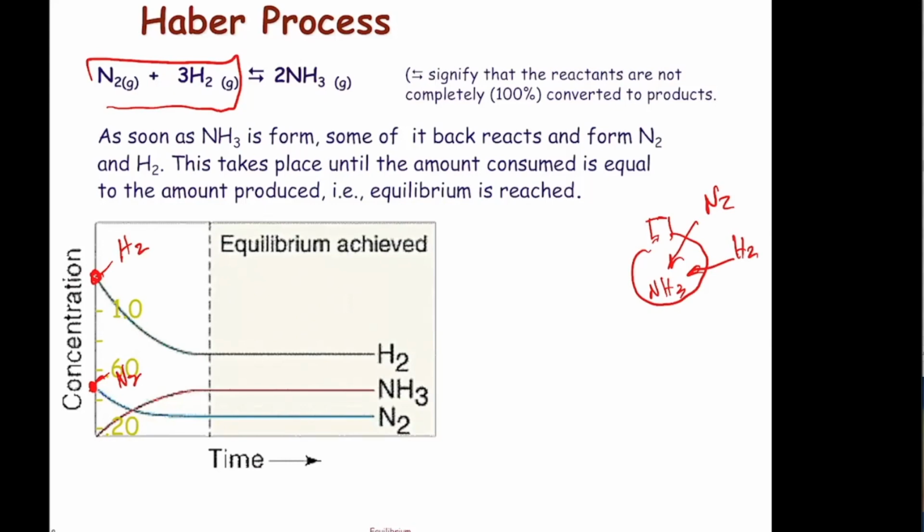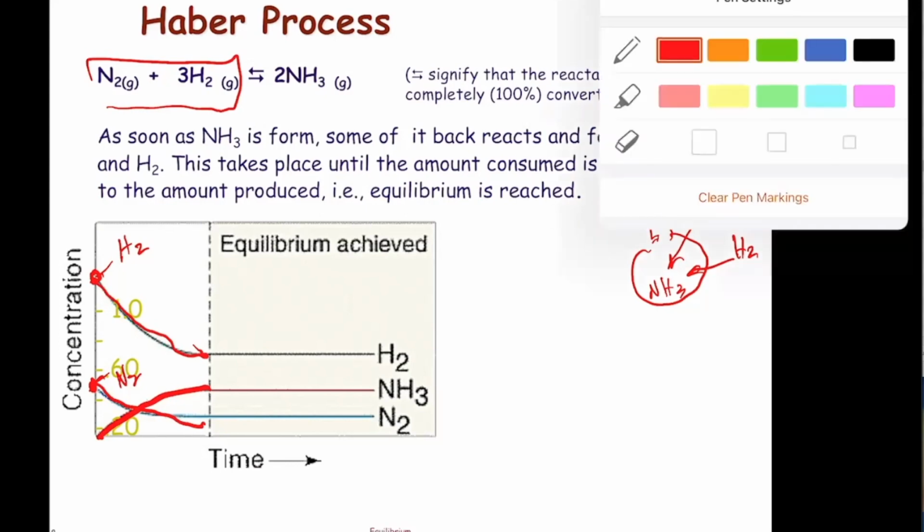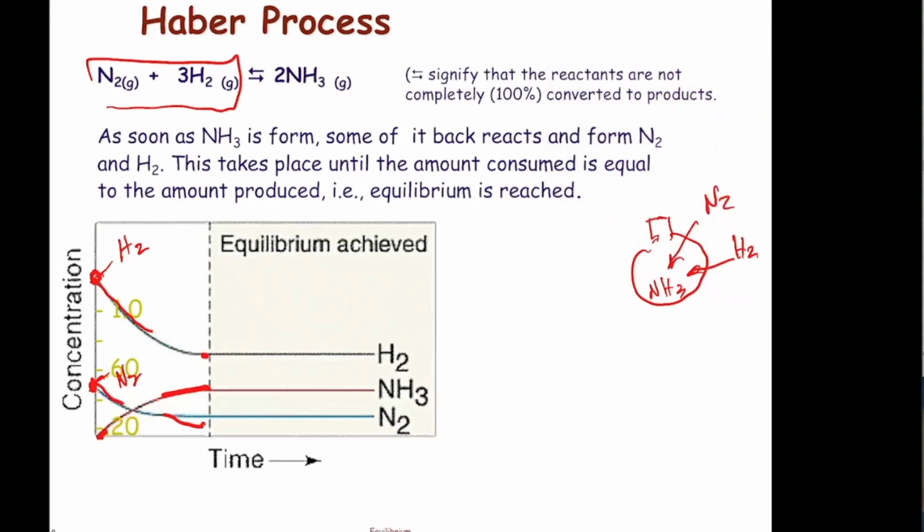So if we were to monitor the concentration of nitrogen, hydrogen, and ammonia over time, or look at the pressure of nitrogen, hydrogen, and ammonia over time, then we will see that the hydrogen will decrease because it's being consumed. We will see that the nitrogen will be decreasing because it's consumed. We will see that ammonia will be increasing because it's being formed. And then it looks like the concentration just stays constant. And that's what you see right here.